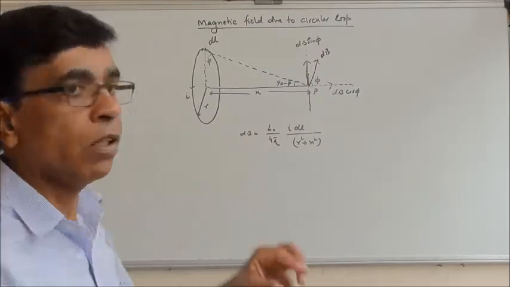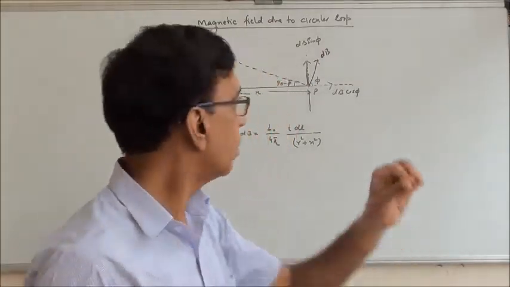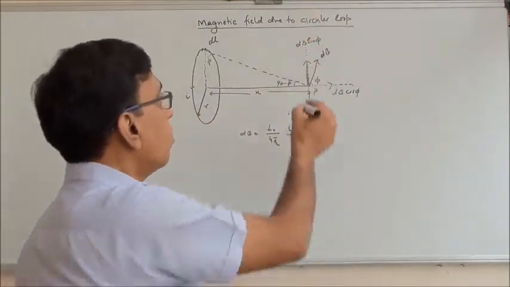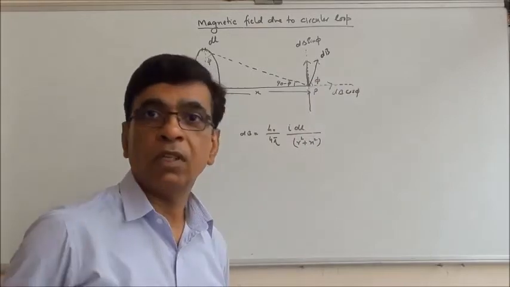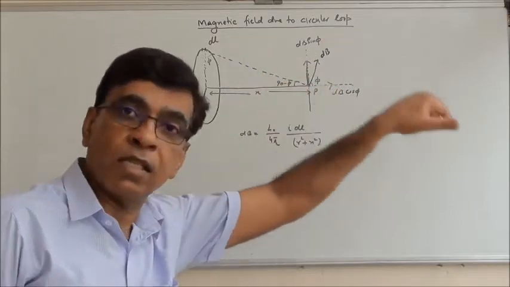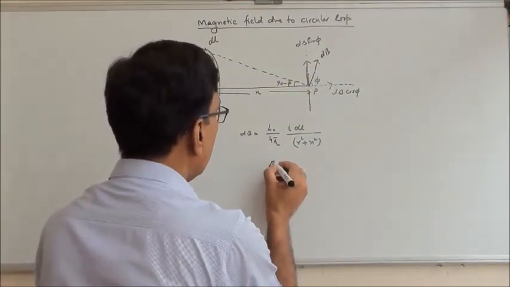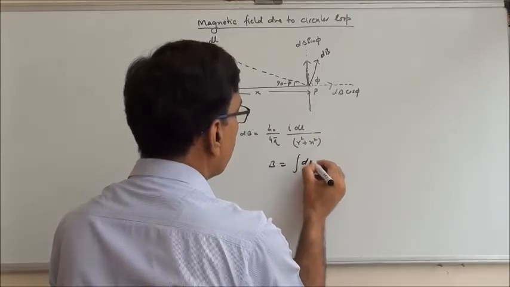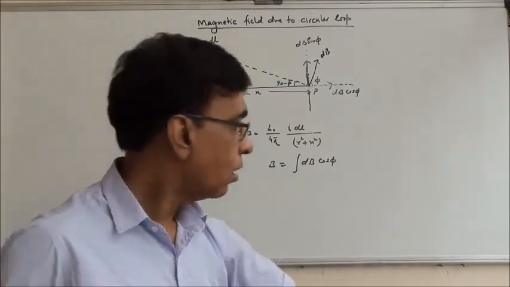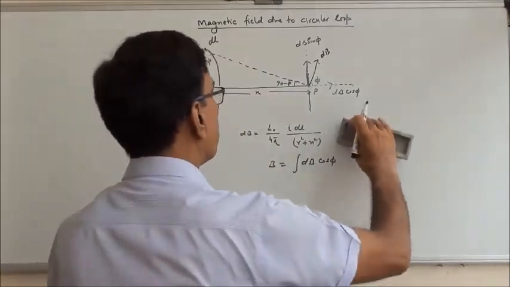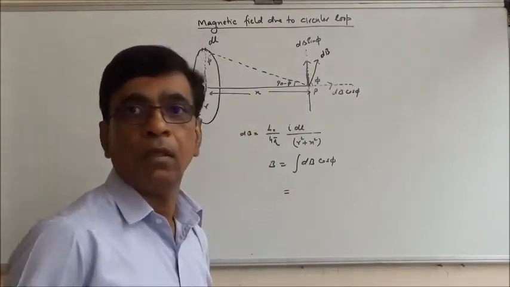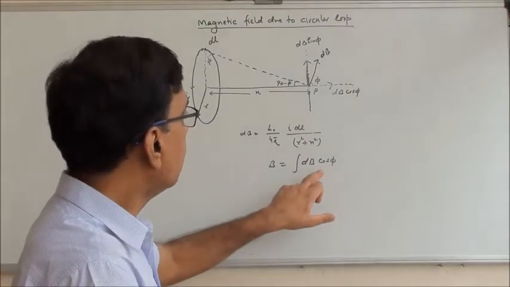Now if we find out the fields due to all these components, one will be along the axis, due to all, one will be perpendicular. But all perpendicular components will cancel out. For every component we have an equal and opposite, but all these are in the same direction. So it means the net field will be integration of dB cos phi. That will be the net field.